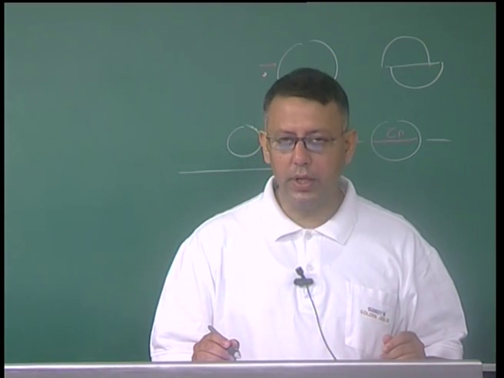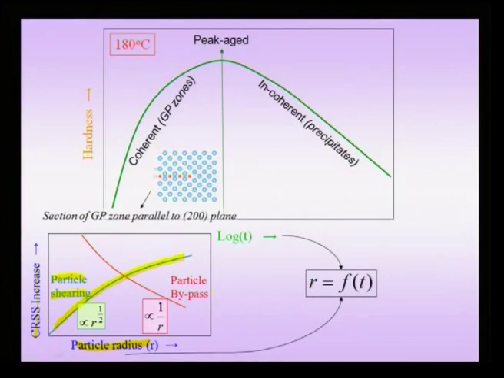Now, on the other hand, suppose these precipitates are large and incoherent, then these precipitates cannot be sheared. That means the dislocations have to bypass them via the Frank-Read mechanism, and for this I would note that the stress actually decreases with increased particle size, and this is for the particle bypass mechanism.